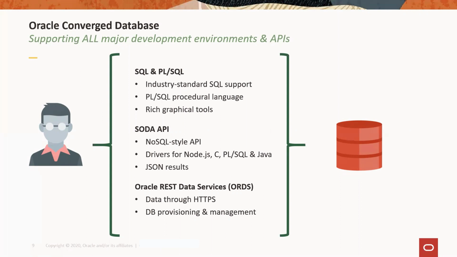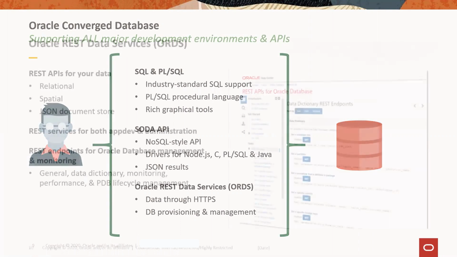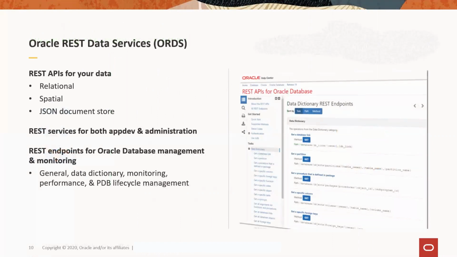We also have APIs. The SODA API is basically a NoSQL style API for Node.js, C, and others, tied to JSON. And then we've got the Oracle REST Data Services, or ORDS. And this basically provides an interface through HTTPS for both developing and managing the environment. So to tell us a little bit more about this, Jeff, I'm going to ask you to dig in a little bit here, please.